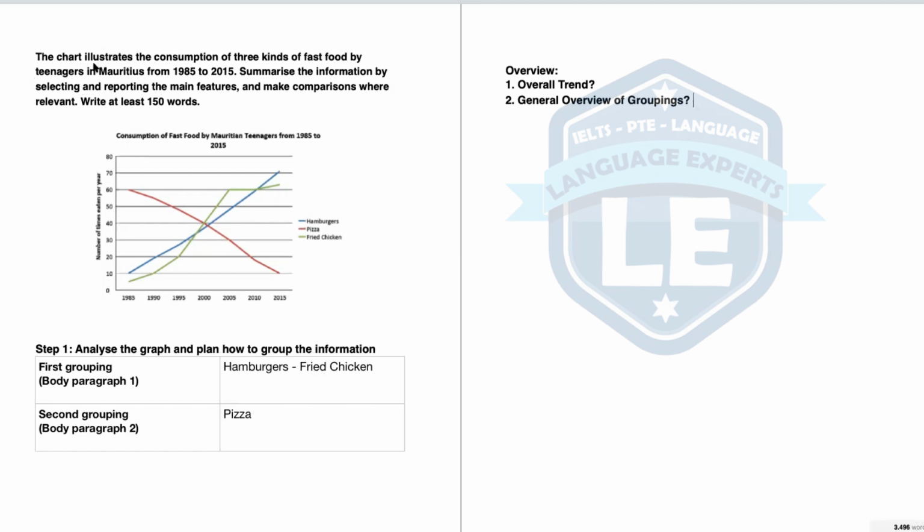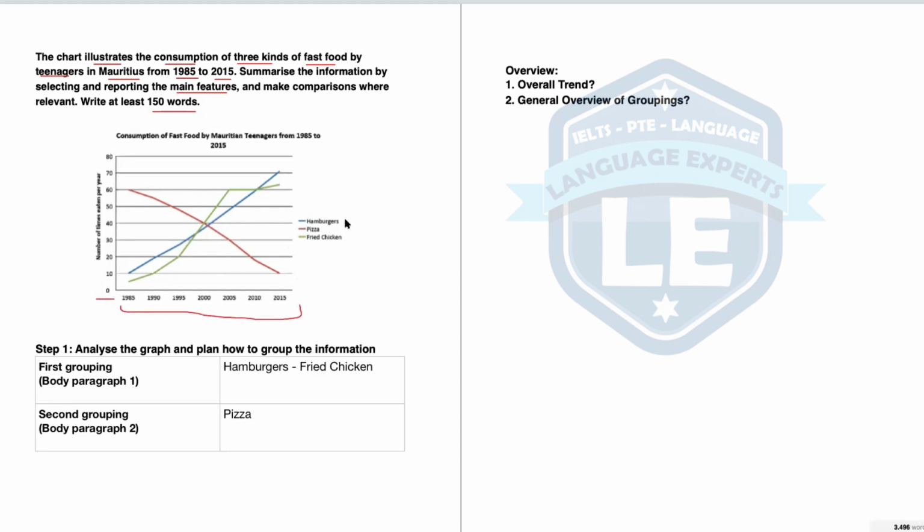It says, the chart illustrates the consumption of 3 kinds of fast food by teenagers in Mauritius from 1985 to 2015. Summarize the information by selecting and reporting the main features and make comparisons where relevant. Of course, we'll have to write at least 150 words. Now you see here, we do not have any sort of projection. We just have the number of times eaten per year on the y-axis and the years here on the x-axis.